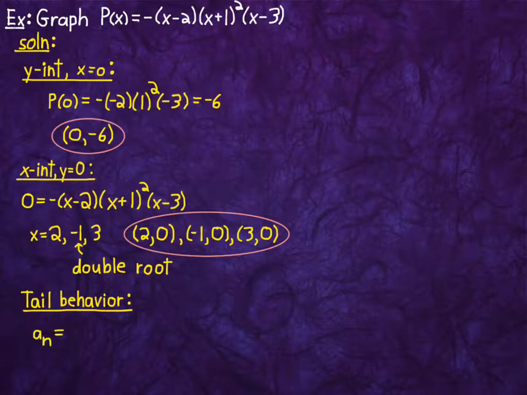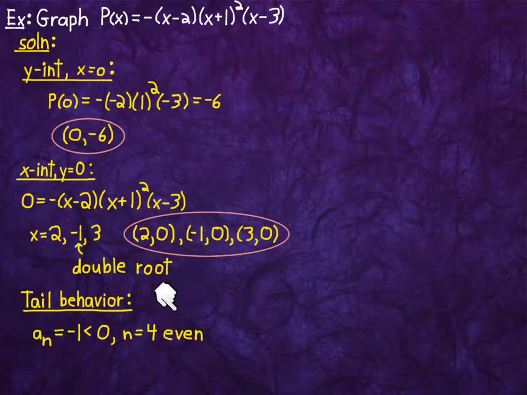So I need to do tail behavior. The leading coefficient is negative. Is it negative 1? Yeah. If you were to multiply this out, you'd see the leading term would come from the highest power from each of these, right? So this is an x squared, this is an x, this is an x. So that gives me x to the 4th, and that gives me minus. So it'd be minus x to the 4th is the first term of the polynomial, right?